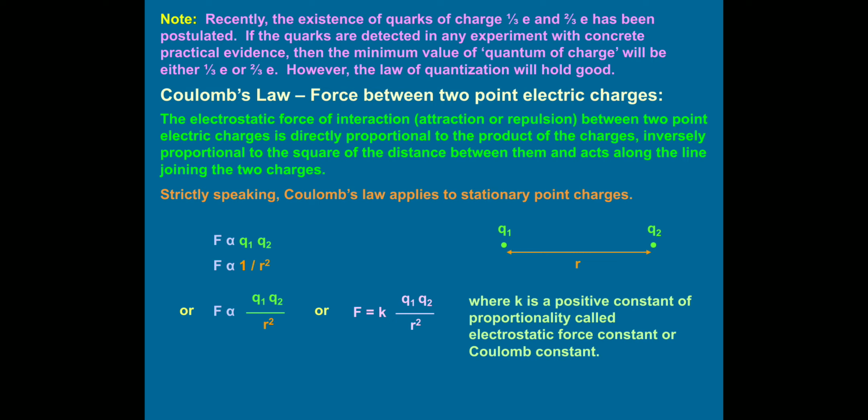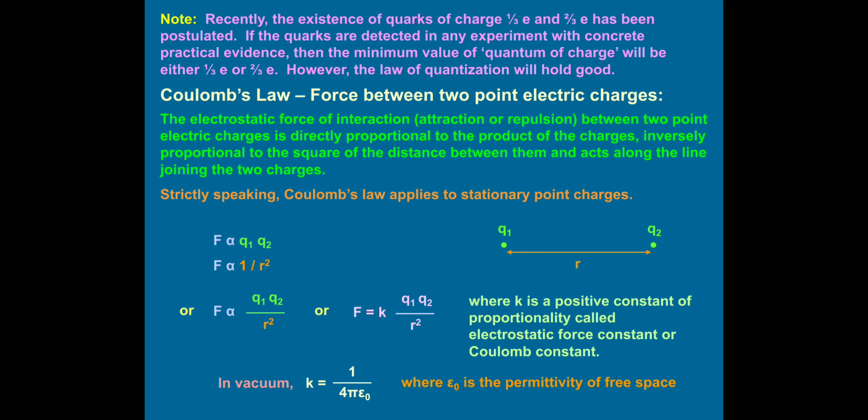So if you want to calculate the force between two charges, then what you have to do? Simply multiply the magnitude of charges q1 and q2, divide by the square of the distance between them, and put the proportionality constant, electrostatic force constant, k there. In vacuum, k is 1 by 4 pi epsilon naught, where epsilon naught is the permittivity of free space. Epsilon naught is another constant and it is called permittivity of free space.